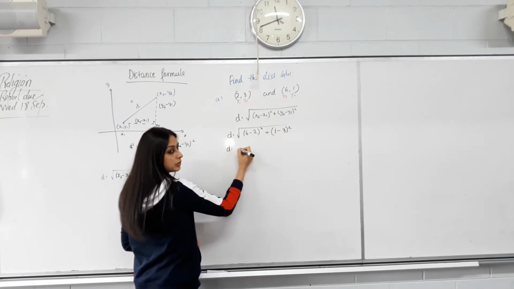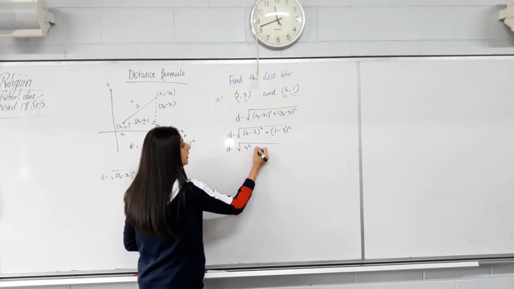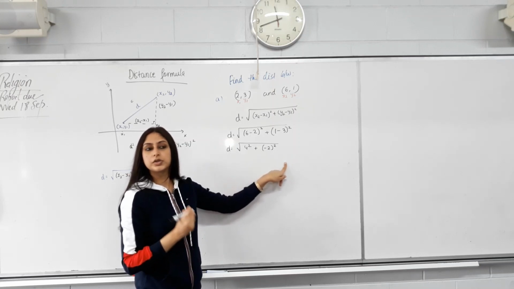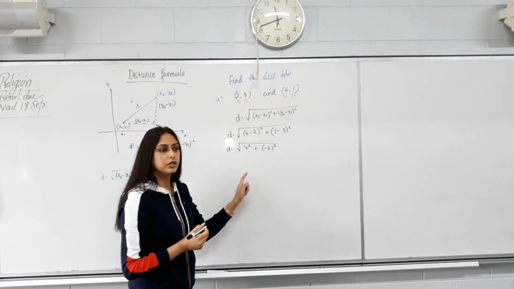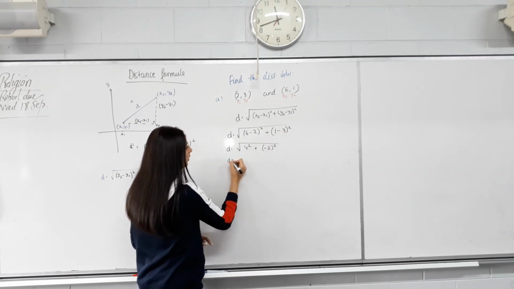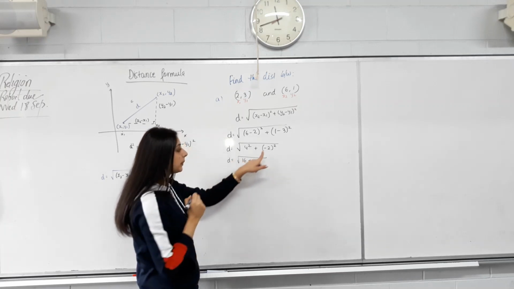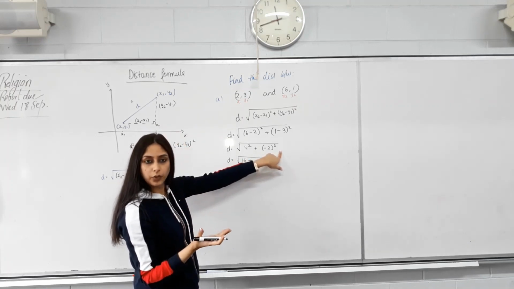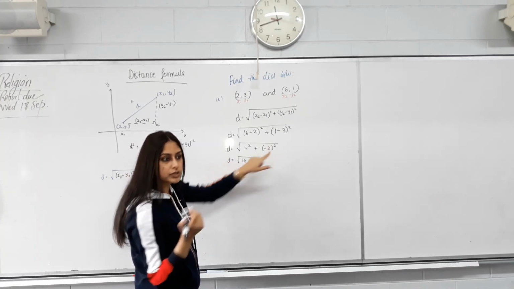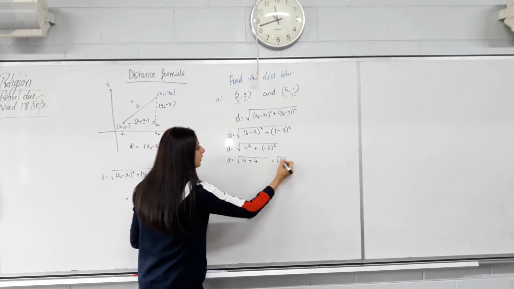So d equals, eyes on the board. What's 6 take away 2? 4. 1 take away 3? Now it's negative 2 squared. So you'll end up getting a positive answer anyways. Remember, the negative is in the bracket and then you square it. What's 4 squared? 16. Plus negative 2 squared is 4. No, it's negative 2 times negative 2, which is positive 4. What's 16 plus 4? 20.